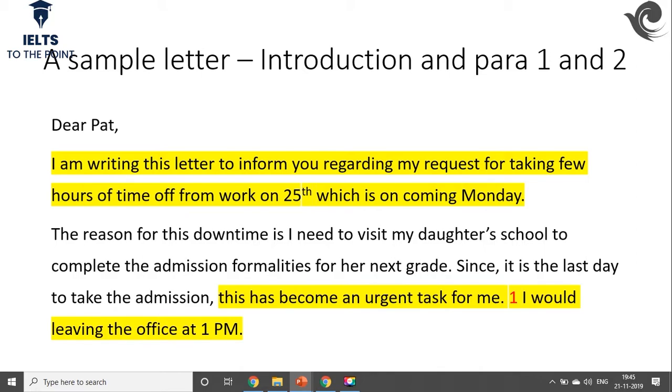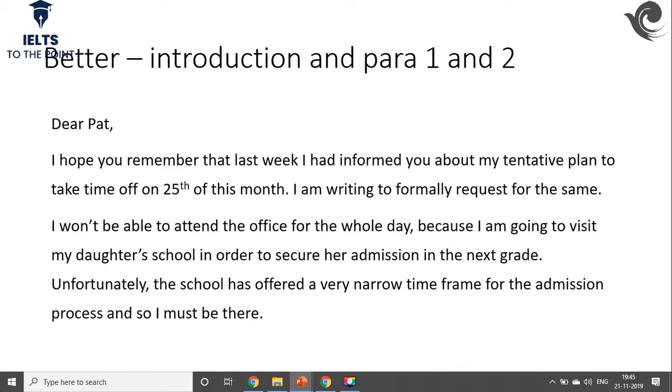And this has become an urgent task for me. This is also not a nice way of writing. This is not how a native speaker would use English. So try and avoid doing such things or writing such things in your letter. All right, let's move on.